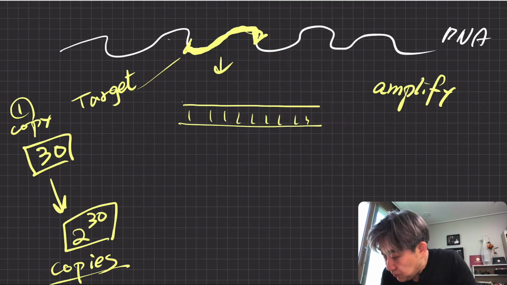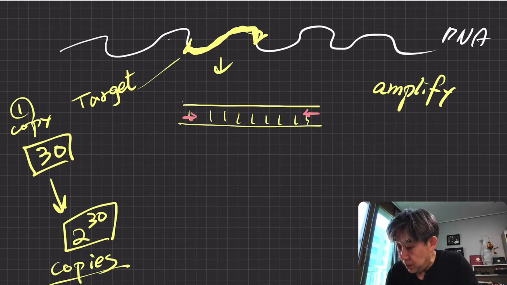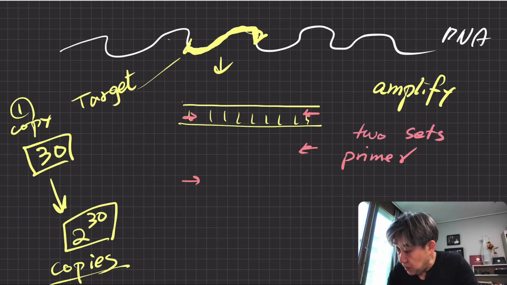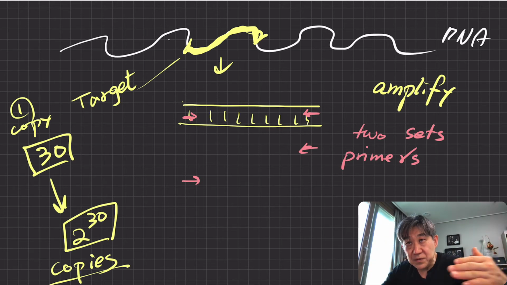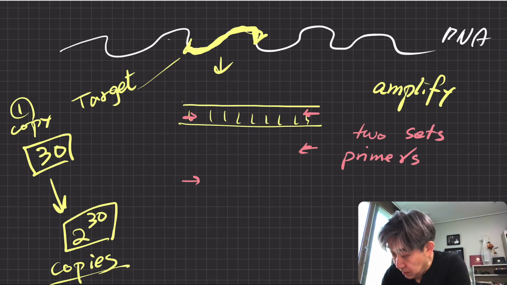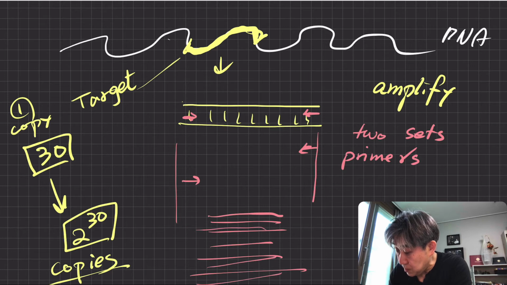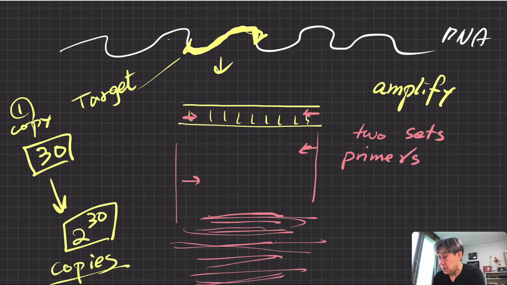You can, using these two sets of primers facing opposite directions, run this PCR technology. Then this area flanked by these two primers can be amplified in huge amount. That is the whole principle of this PCR technology.